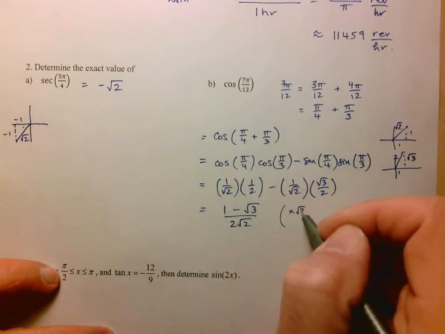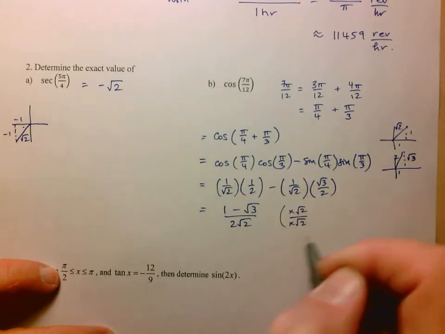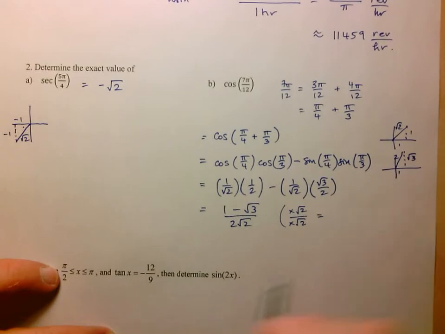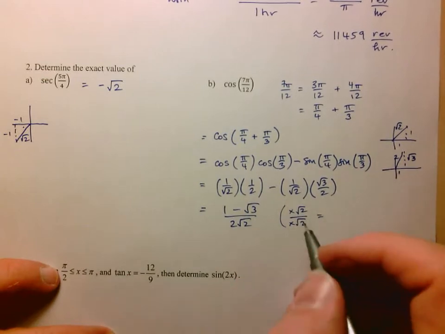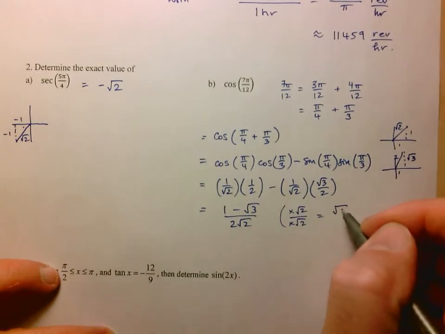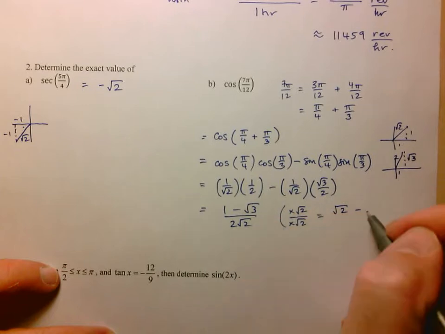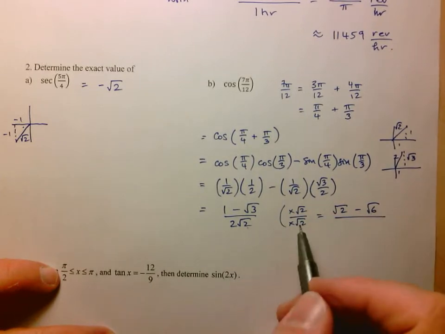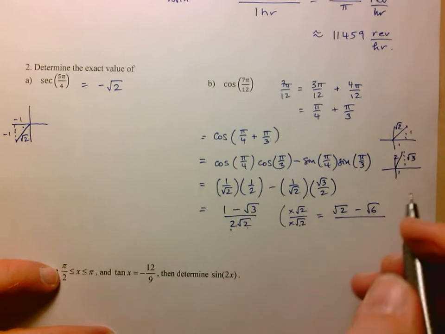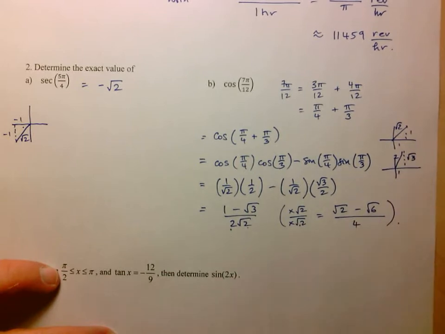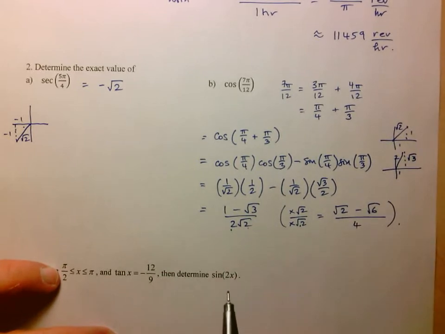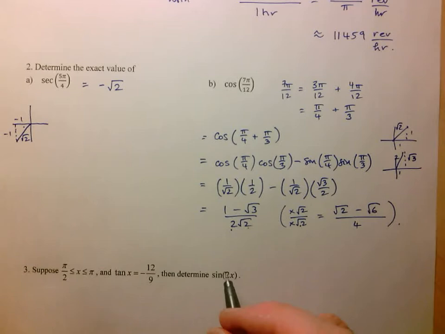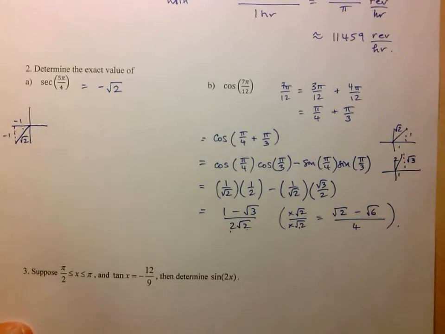You have to multiply top and bottom by root 2 in order to get rid of that square root in the denominator. So in the numerator you have root 2 minus root 2 times root 3, which is root 6. And in the denominator you have root 2 times root 2, which is 2, times the original 2, which is 4. Okay, so either one of these answers would be acceptable. Okay, let's move on to number 3.